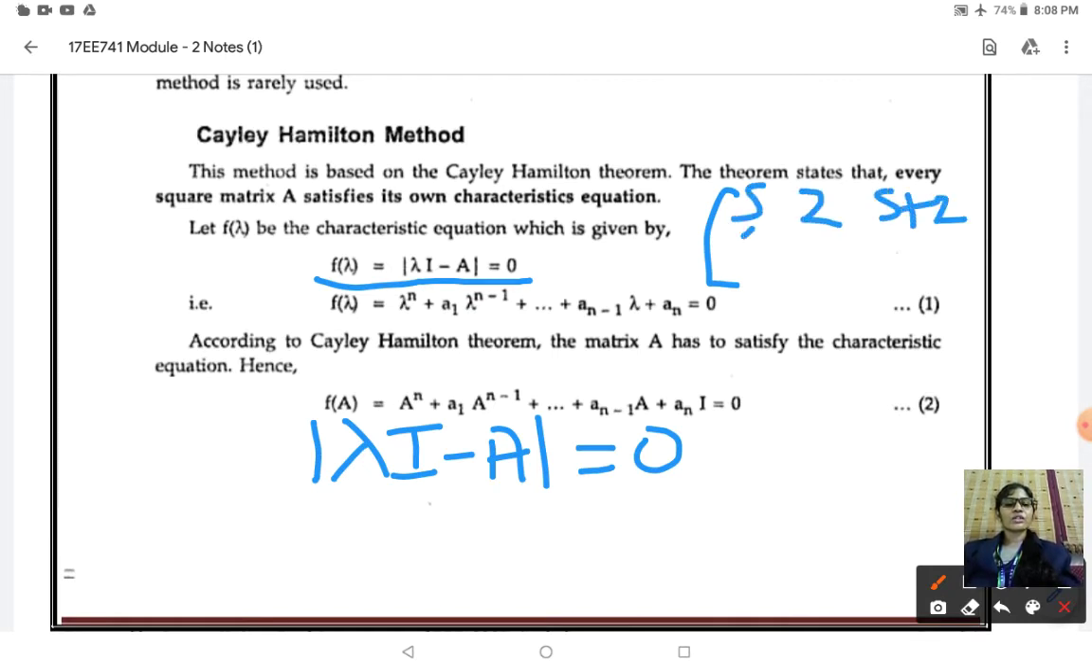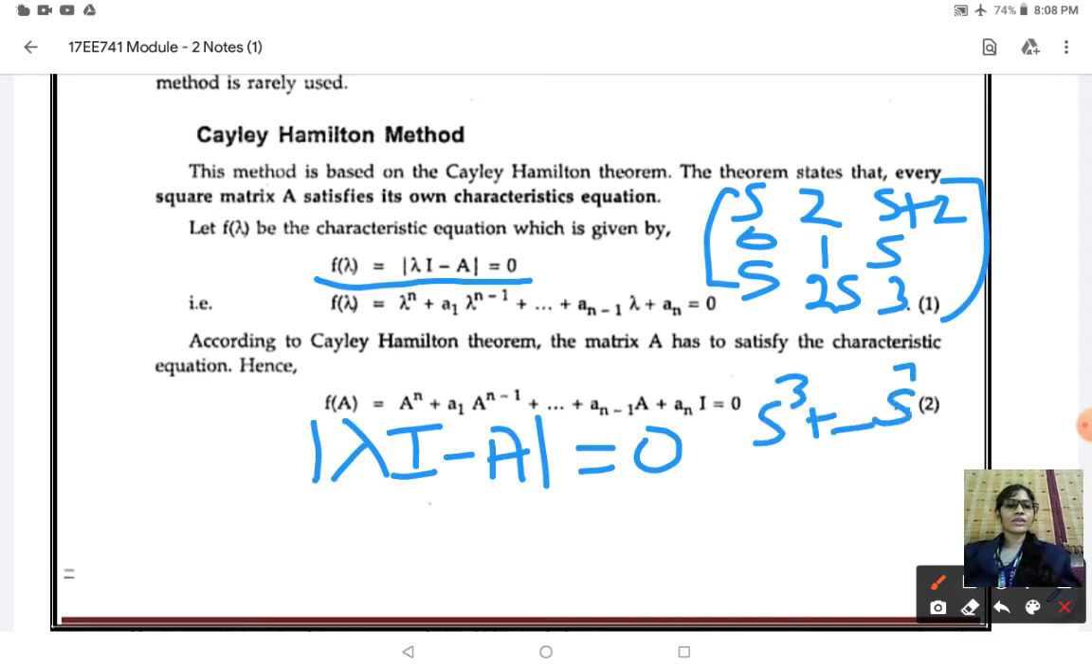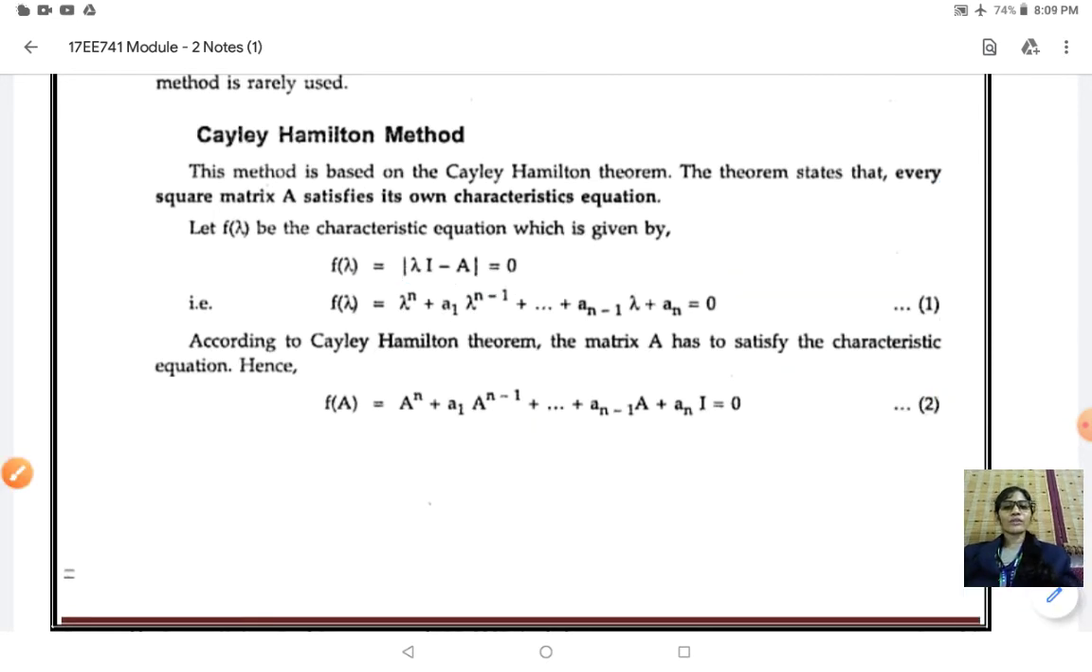consider you have a matrix like s, 2, s plus 2, 0, 1, s, 2s, 3. Now if you identify the determinant value for this, you will get s cubed, some constant into s squared, some constant into s, plus some constant equal to 0. So we will get it like this. This one we are going to simplify and write as f of lambda.